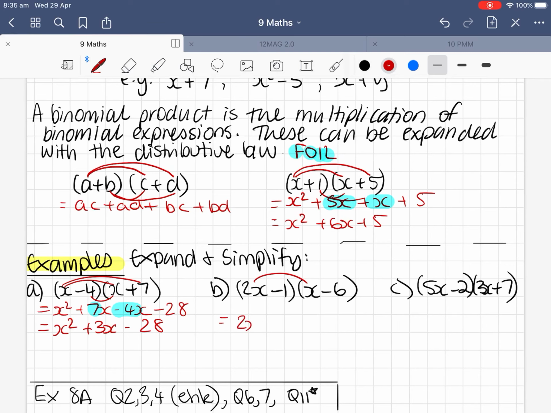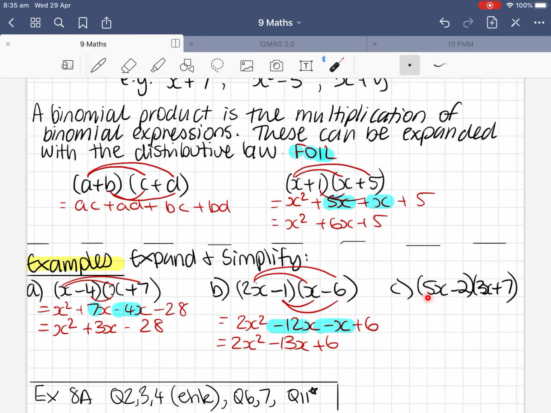So, first terms, 2x times x is 2x squared. 2x times negative 6, don't forget, is negative 12x. Negative 1 times x is negative x. And finally, the outer terms there, plus 6. Okay, now I've got plus 6 because it's negative 1 multiplied by negative 6. Awesome. Make sure we collect those like terms of the x's. 2x squared, take 13x plus 6 is my answer.